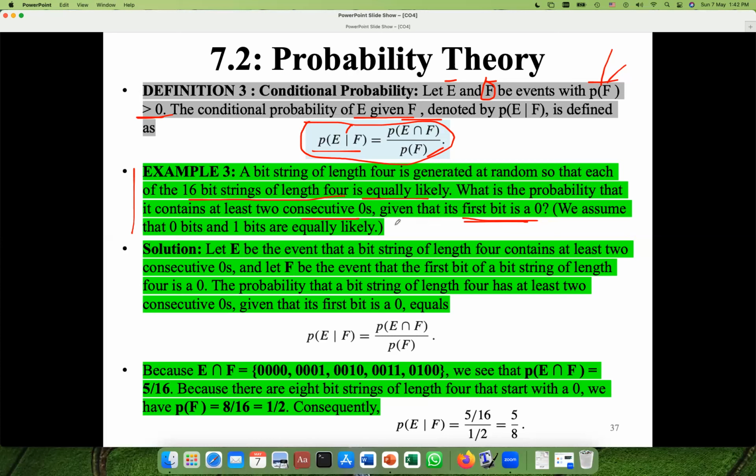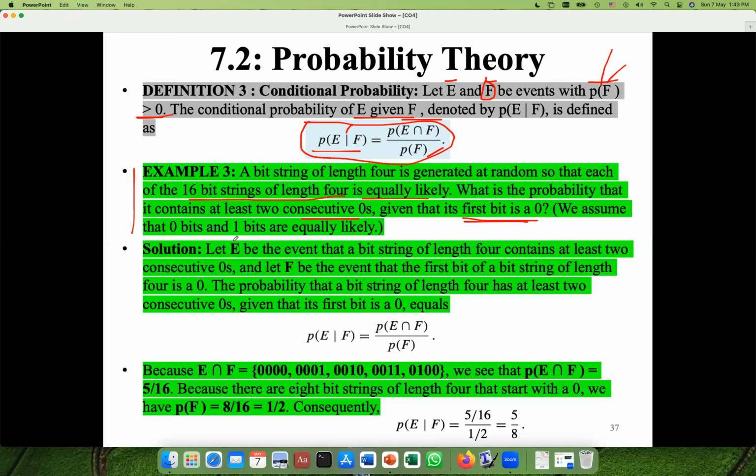Anyhow. So given that its first bit is 0, out of these 16, only 8 are possible. 8 by 16 is 1 over 2. We will see that afterward. We assume that 0 bits and 1 bits are equally likely. So each 0 and 1 have equal chances to appear.